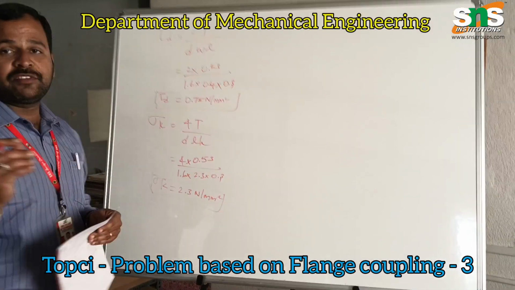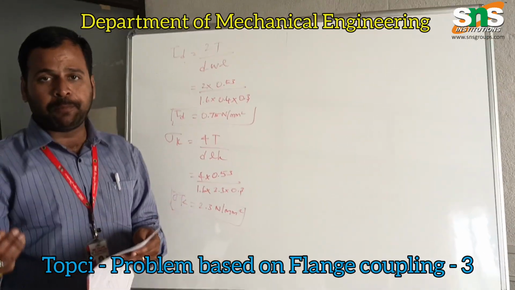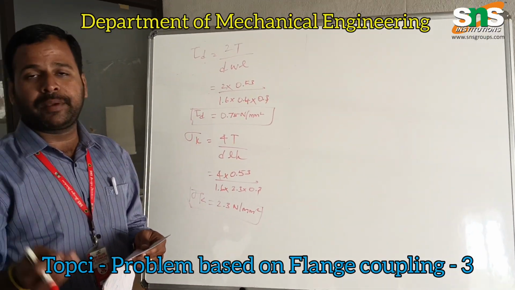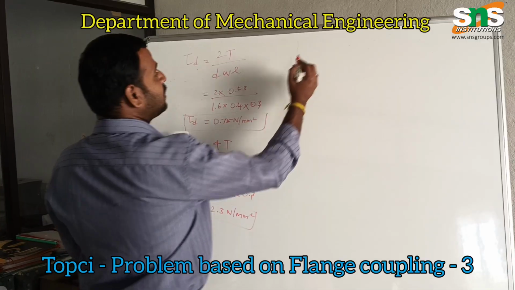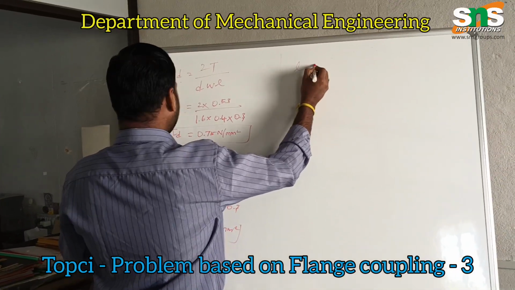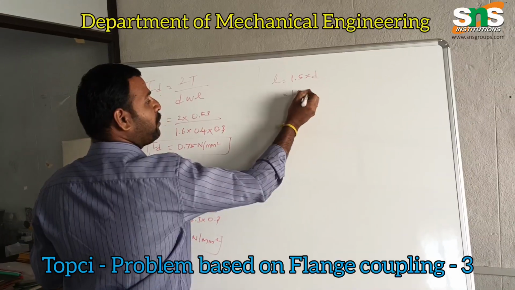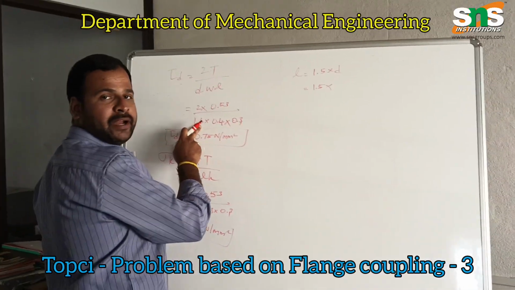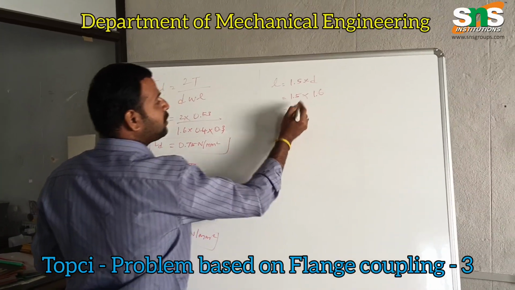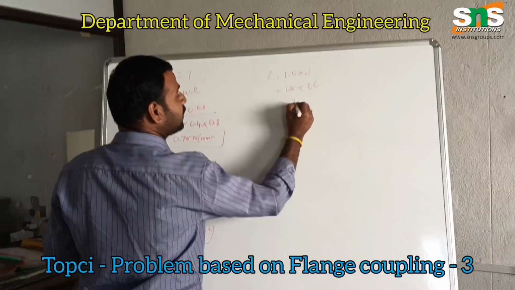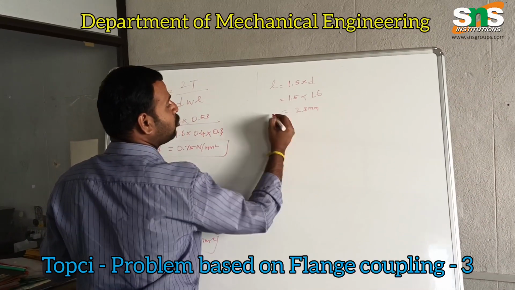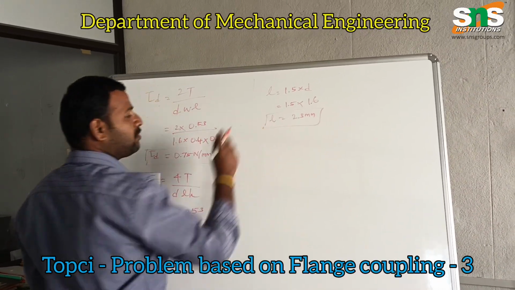In the dimension of hub we have three major points to be calculated. So first one, the length of the hub. It can be 1.5 into D. So 1.5 into, the diameter value is 1.6. So we multiply both values and we are getting 2.3 mm. So this is called the length of the hub.